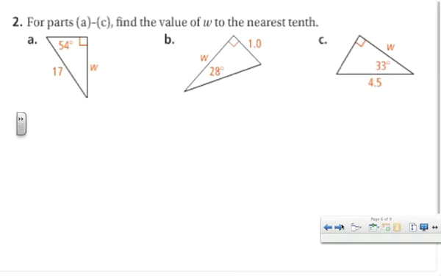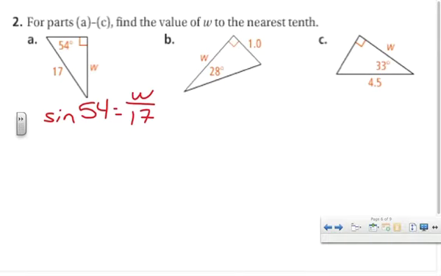Sine. All right, so we're using the sine of 54 because the W is opposite the 54, the 17 is the hypotenuse, and according to your notes, the trig ratio that uses opposite and hypotenuse is the sine. So sine of 54 equals opposite over hypotenuse, so W over 17. Notice where the variable is this time. It's on the top. That's a happy place for a variable to be.